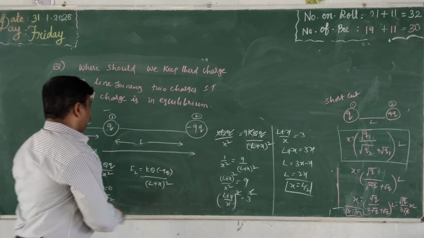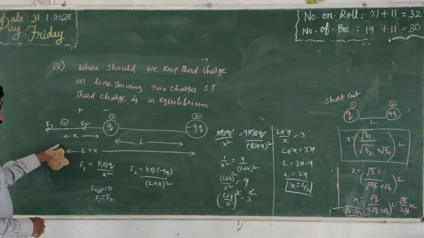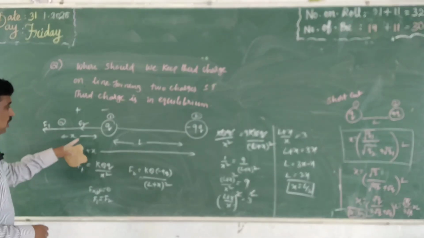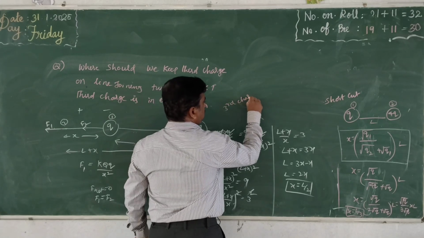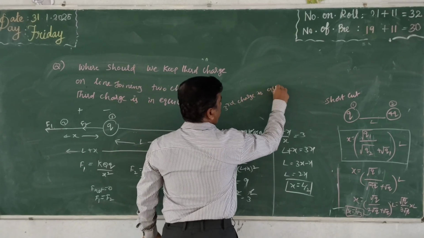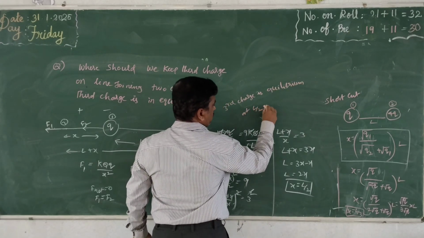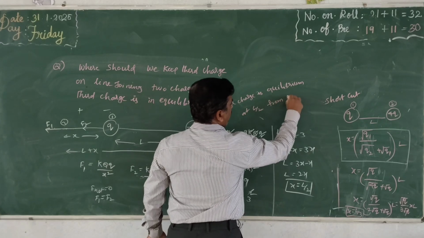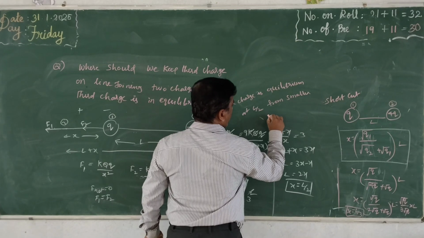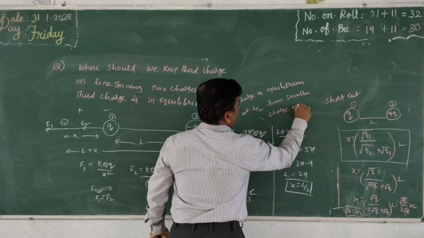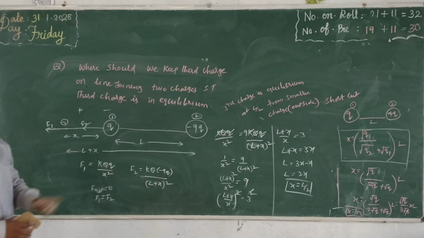Yes? See, we can write the third charge is in equilibrium at L by 2 distance from the smaller charge, outside the smaller charge. So this is one.